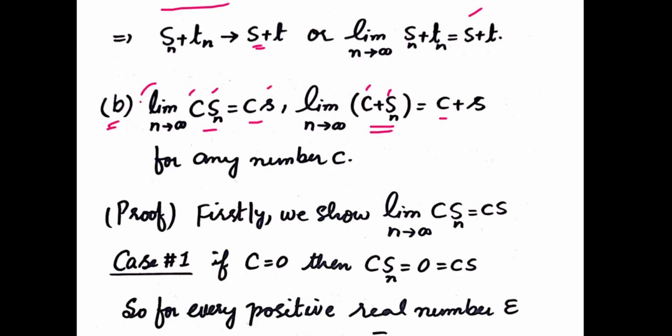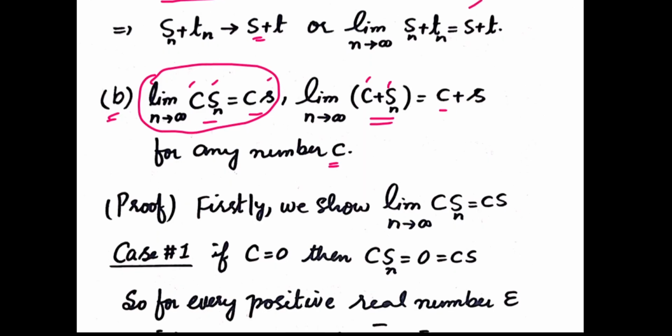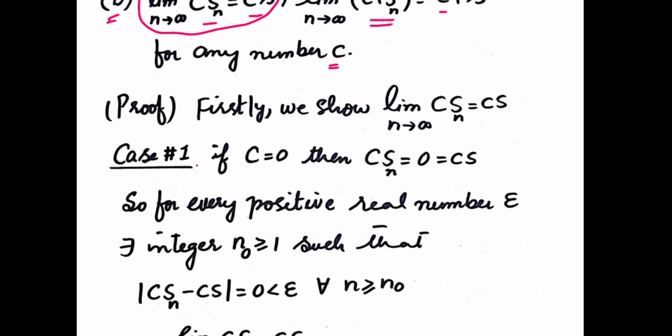Firstly, I will prove this part, where C is any number. So we will consider two cases as C is any number. In case C is 0, then this sequence C times Sn, when you put C equal to 0, becomes 0, and similarly for C equal to 0, the limit C into S is also 0. So Csn is equal to 0.